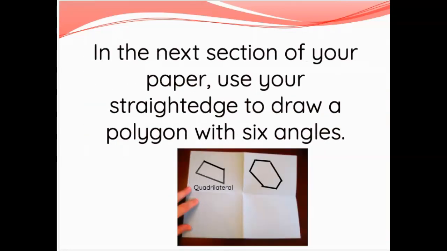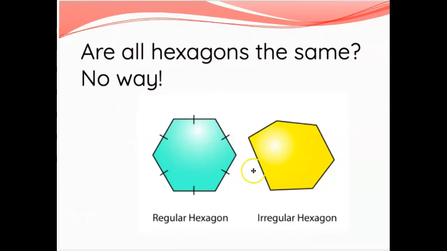No, they're actually quite different. So we have two types of polygons. We can call them regular or irregular. Here's an example. A regular hexagon, all of the side lengths are the same length. So all of my 6 sides of this hexagon are the same, so we can call that a regular hexagon.